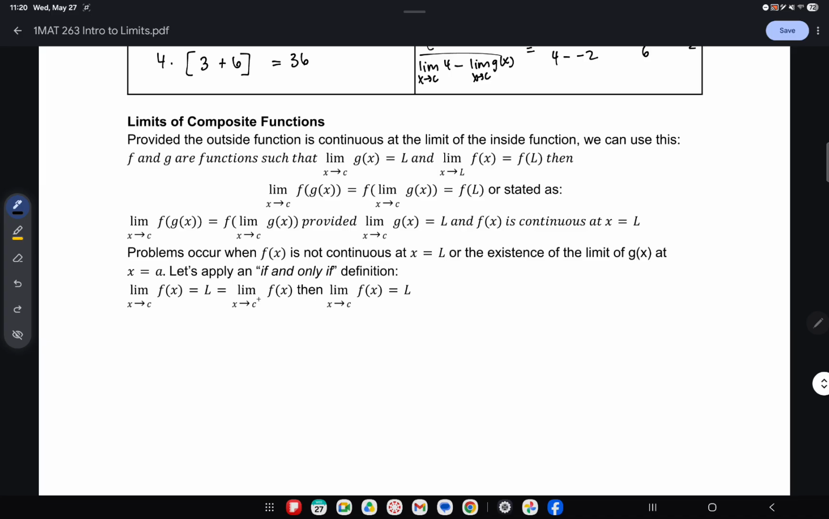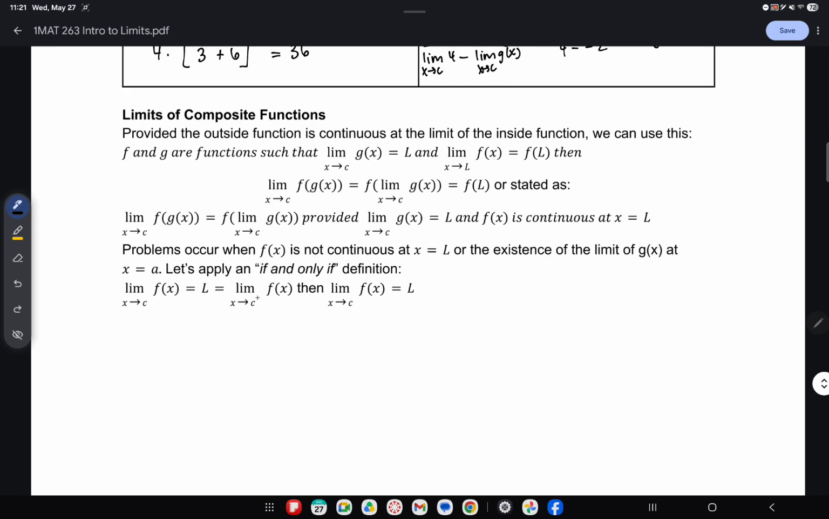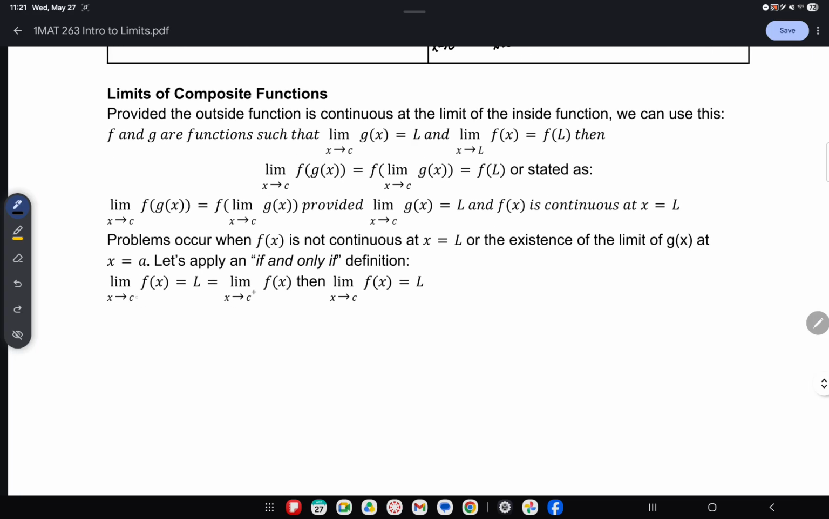All right, so our problem occurs if that f of x is not continuous at x equals L, or the existence of the limit of g of x at x equals c. All right, so we'd apply the if and only if definition, which is that that right side exists. So the limit as x approaches c for f of x is L is the same as the limit as x approaches c from the right of the function. Then the limit as x approaches c for f of x is L.